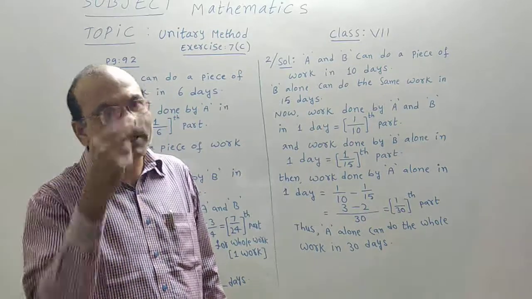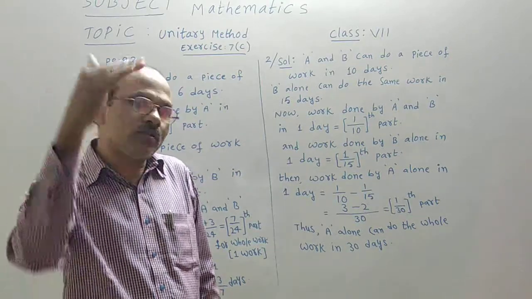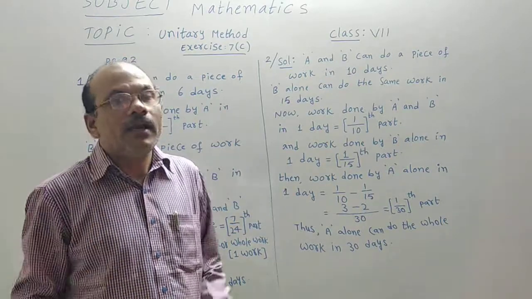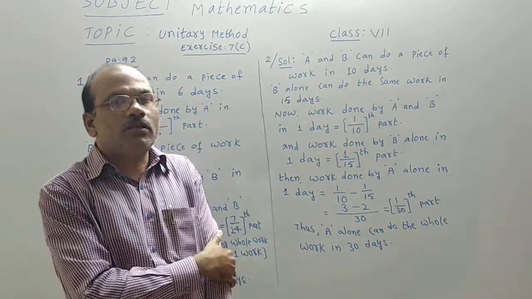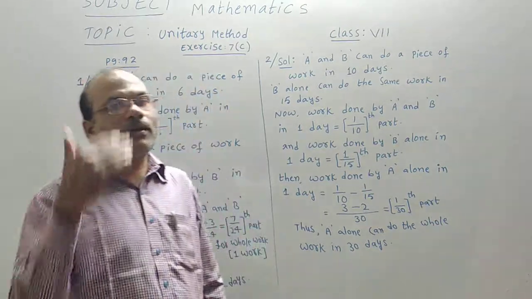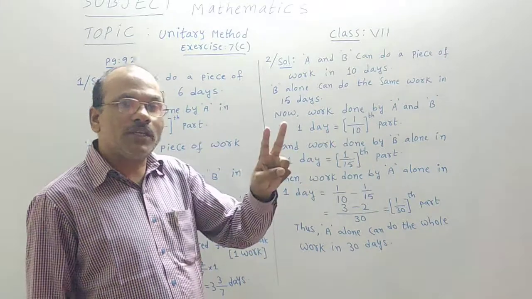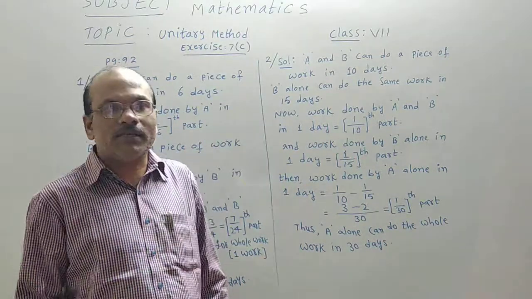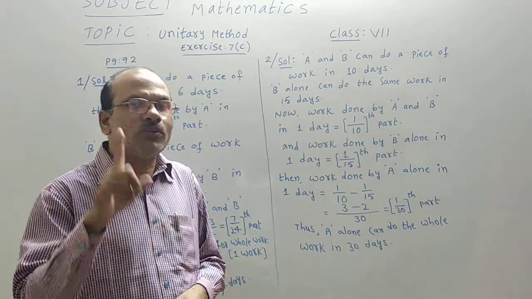2 days, 2 by 30. 3 days, 3 by 30. 4 days, 4 by 30. Then 5 by 30 is for 5 days. Like that, if I go for 10 days, 10 by 30 of the work will be done in 10 days. If I go for 30 days, 30 by 30. When 1 day's work is 1 by 30, 2 days' work is 2 by 30. Then for 30 days' work, 30 by 30. 30 by 30 if I cancel, you will get 1 by 1, which gives you 1.